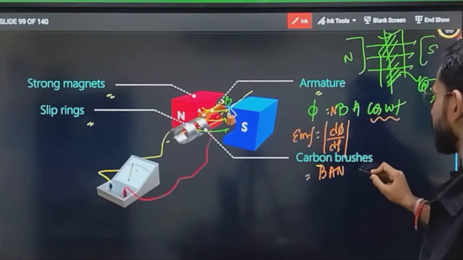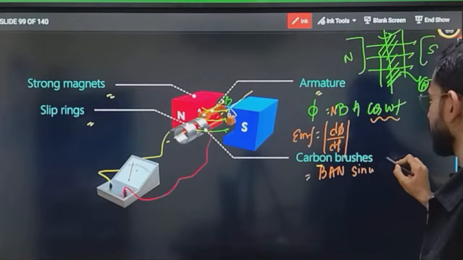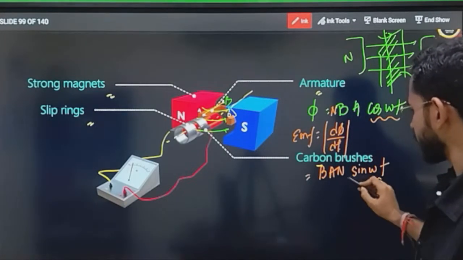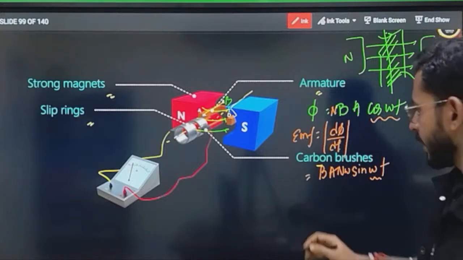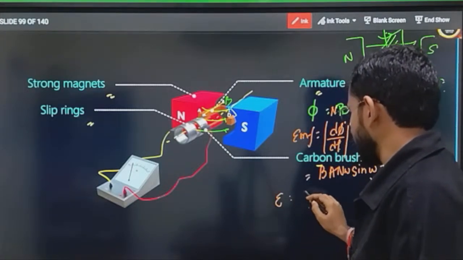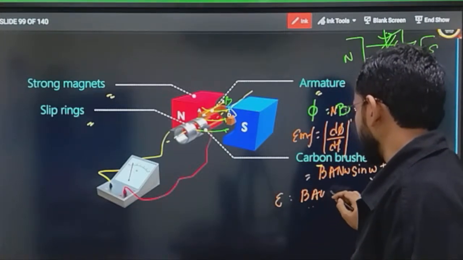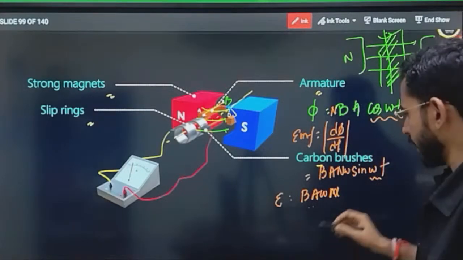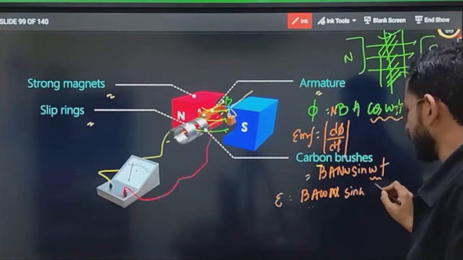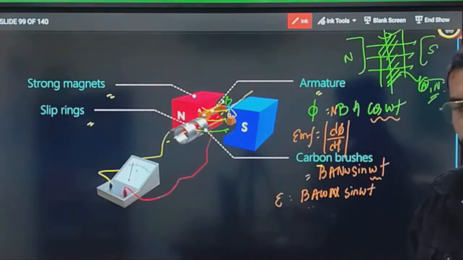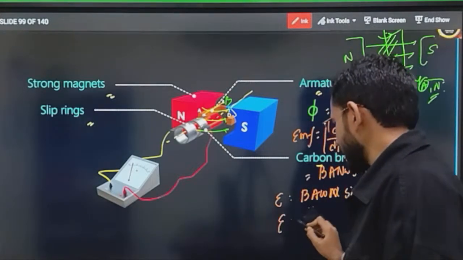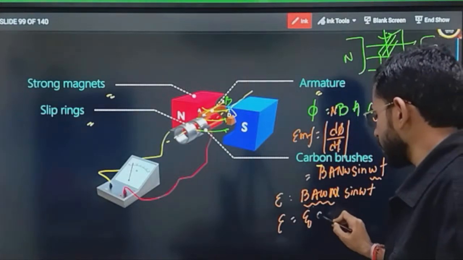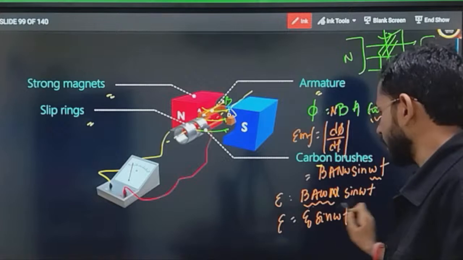BAN. Differentiation of cos omega t is going to give you sine of omega t, and then we apply the chain rule. That means differentiation of omega t is going to give you an extra term omega. So if I write it properly, it will be equal to BAn omega into sine of omega t. As a shortcut, you can remember it as BAn omega into sine of omega t. It is also represented as E is equal to E naught into sine of omega t.